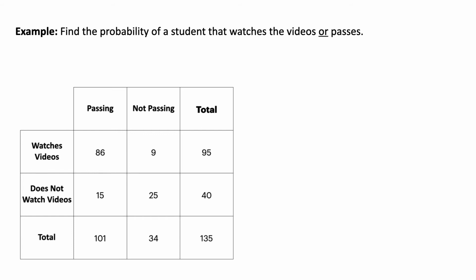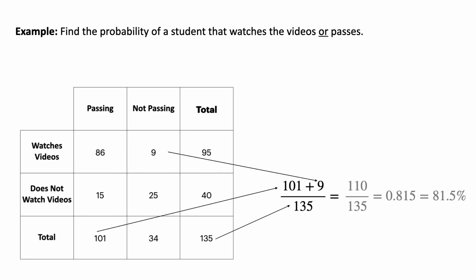Find the probability of students that are watching the videos or passing the class. Or passing the class means either one could work, or both, right? The way I did it, there's 101 students passing the class, and then I have to add in the 9 students that are not passing the class but are watching the videos. Divide that by the total. See where those numbers come from. And I got roughly 82%. 82% of students are watching the videos or passing the class, or both.